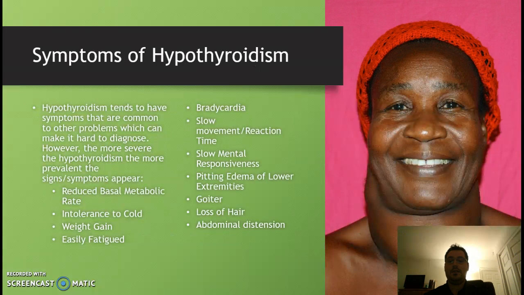Hypothyroidism can initially be very hard to diagnose. This is because hypothyroidism tends to have symptoms that are common to other problems. However, the more severe the hypothyroidism is, the more prevalent the signs and symptoms appear. Some signs and symptoms of hypothyroidism include reduced basal metabolic rate, intolerance to cold, weight gain, easily fatigued, bradycardia, slow movement time and slow reaction time, slow mental responsiveness, pitting edema of the lower extremities, goiter, loss of hair, and abdominal distension.